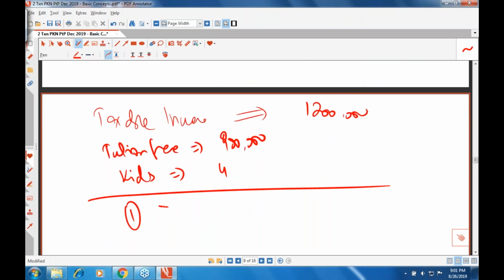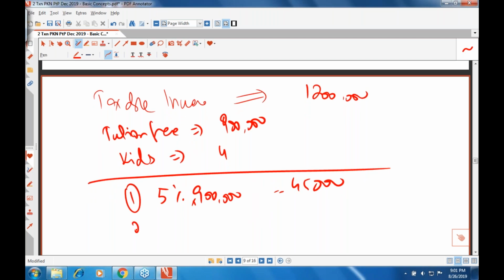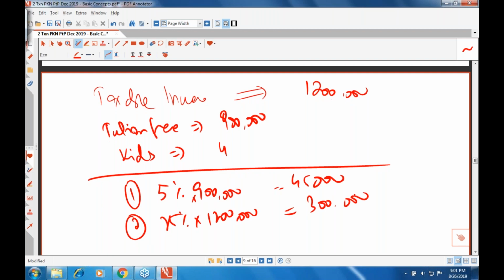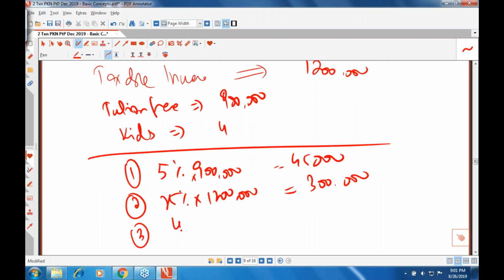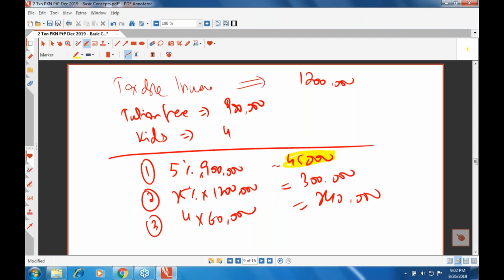The number one thing is it's going to be 5% of the tuition fee paid, which is 900,000. So this actually gives you 45,000. The second point is 25% of your taxable income, so it's going to be 300,000. The third thing is 4 into 60,000, which gives you 240,000. So what is the lower amount? The lower amount is this 45,000. So the amount of deduction that you can claim with respect to your kids' tuition fee is going to be 240,000 only. Sorry, it's going to be 45,000 only. Is it okay? Is it clear?